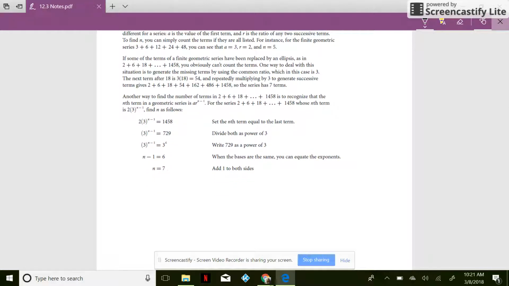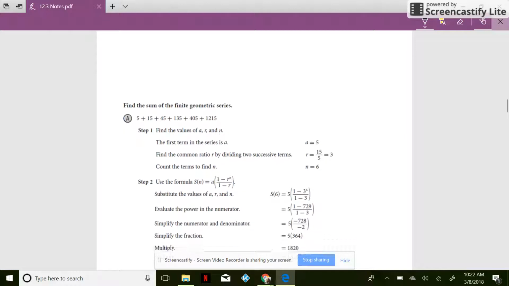If some of the terms have been replaced by an ellipsis, we obviously can't count the terms. One way to deal with this situation is to generate the missing terms by using the common ratio. I think normally that's the easiest thing to do as long as there aren't too many terms. You can just find all the missing terms and then count them up. Another way to do it is to recognize that the nth term is a times r to the n minus 1. So you can substitute that in. Take your a value and your common ratio, set it equal to the last term, and use that to solve for n. So that's one method you could do. Again, I think it's normally easier to just find the missing values as long as there aren't too many terms.